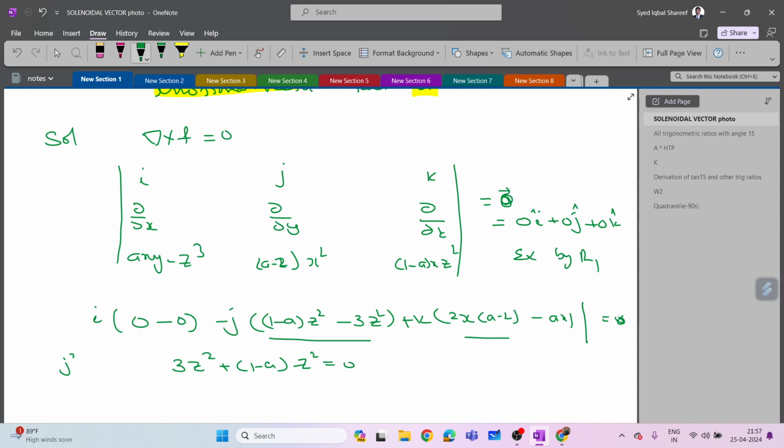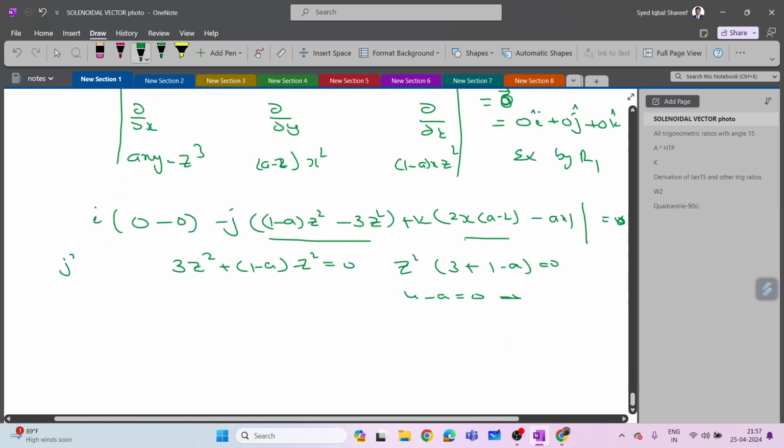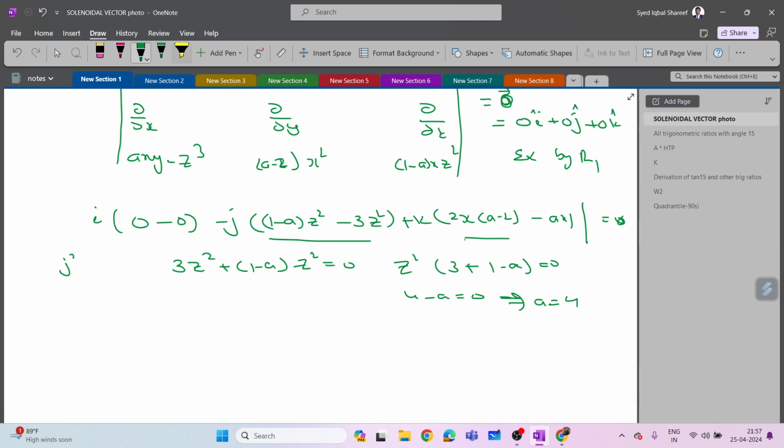So in this equation, equating the coefficient of j on both sides, I got this. If we take z common, 3 plus 1 minus a equal to 0. z cannot be equal to 0. So 3 plus 1 is 4, minus a equal to 0. This implies a equal to 4. So we got the answer. If it is an irrotational vector, find the value of a. We got the value of a.